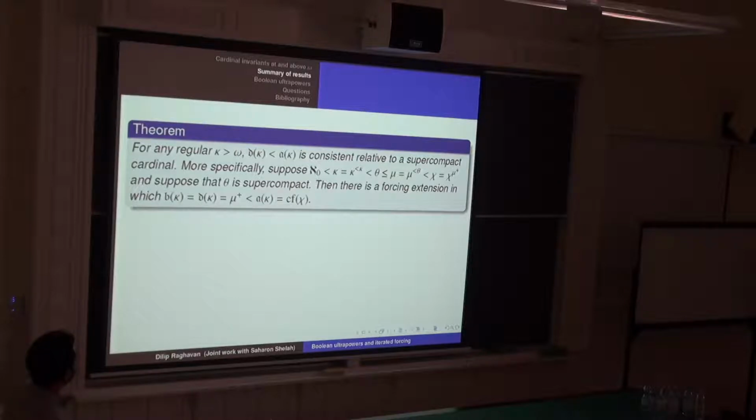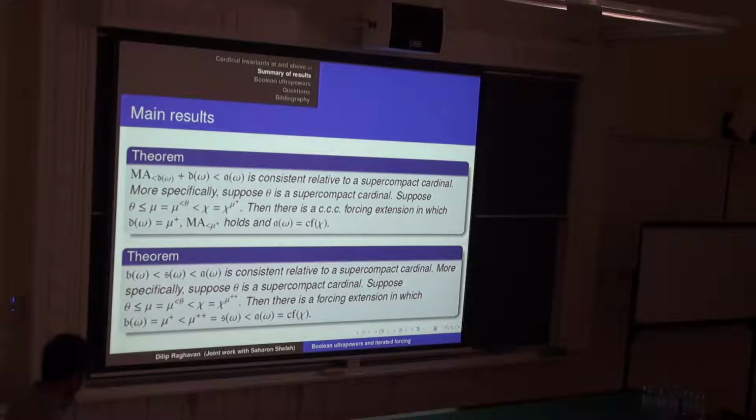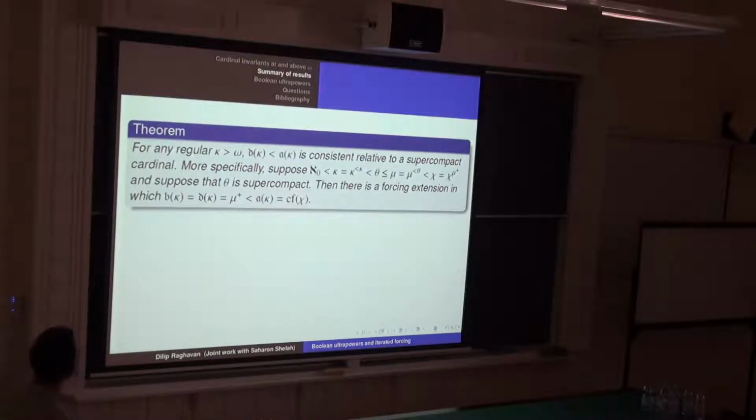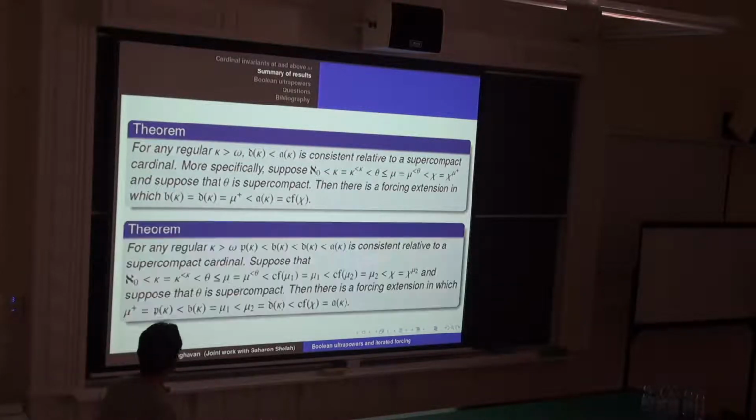Oh, yeah, there is probably one thing that I should point out in all of these results. This also applies to the previous slides. All these invariants end up sitting on top of this theta, right? So they're all very big from the point of view of the ground model, right? So there is this theta, which is a supercompact cardinal, and then the B here is a mu plus, so it goes above the supercompact. That's also true in all of these results. Like, here D and B are equal to mu plus, which is above the theta. Theta is the supercompact cardinal. So they all end up being very large.